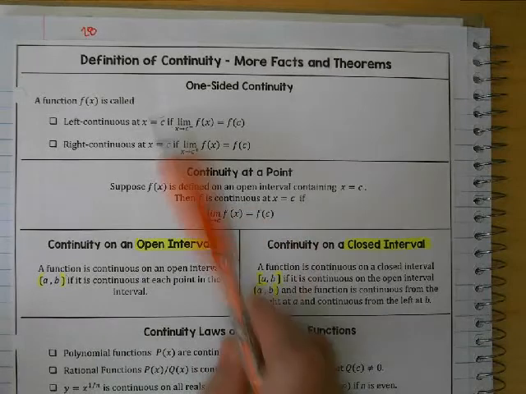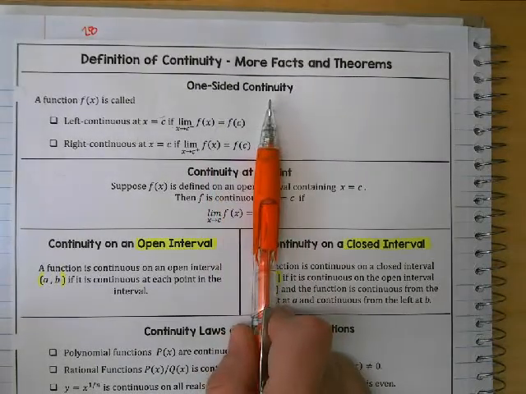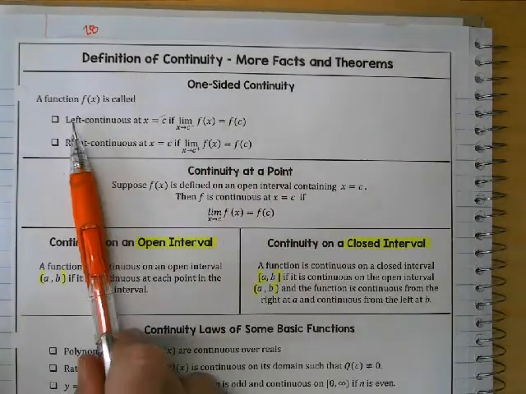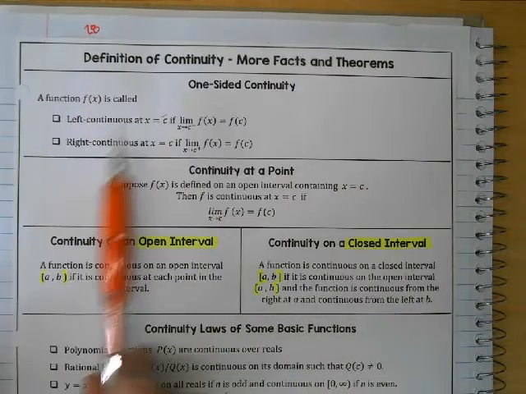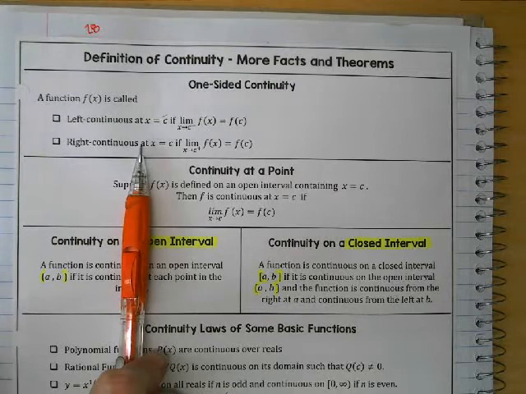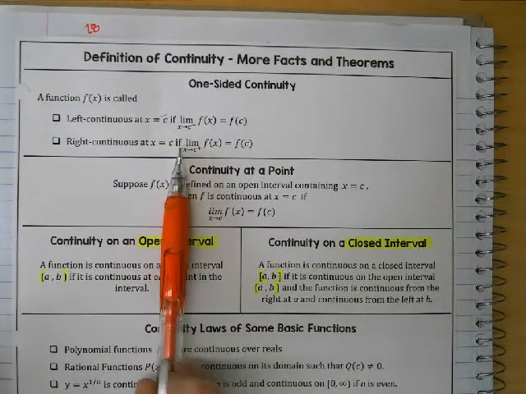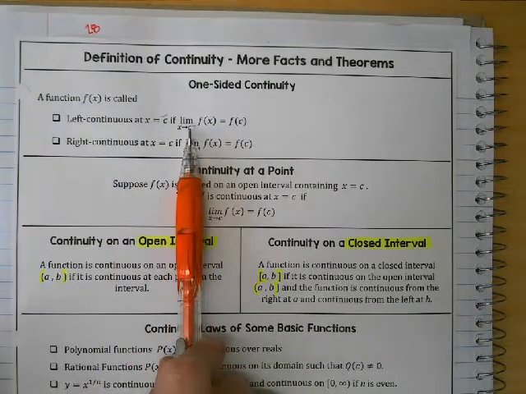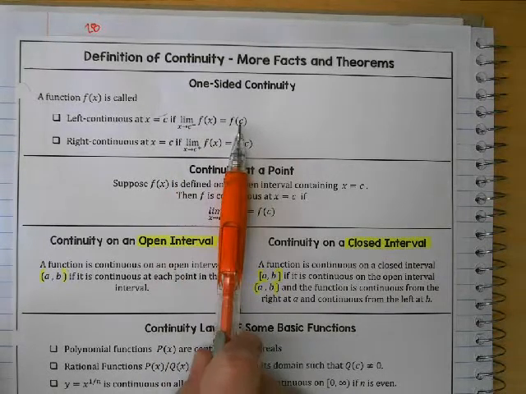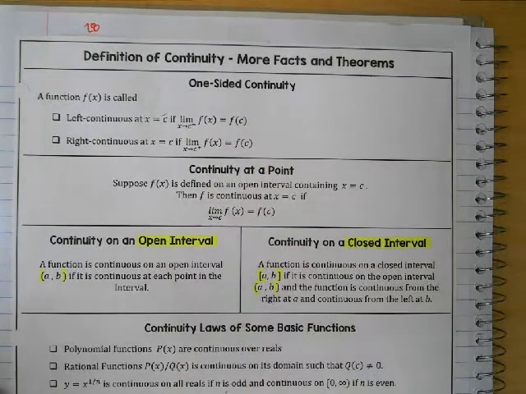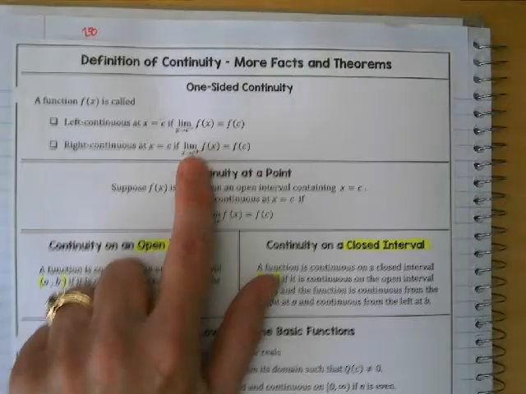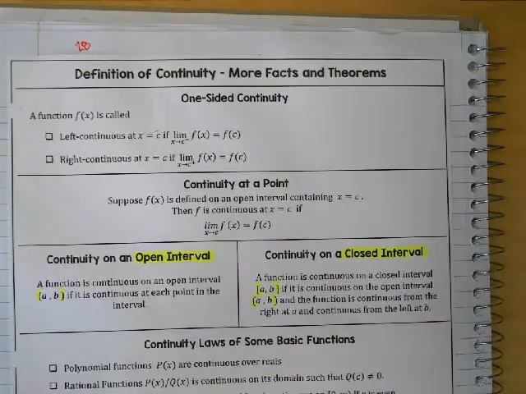Okay, so we're going to start with talking about one-sided continuity. We can call a function left continuous or right continuous at some number, as long as the limit from the left is equal to that function at that point. Okay, so let me explain, like, what the heck does this mean?